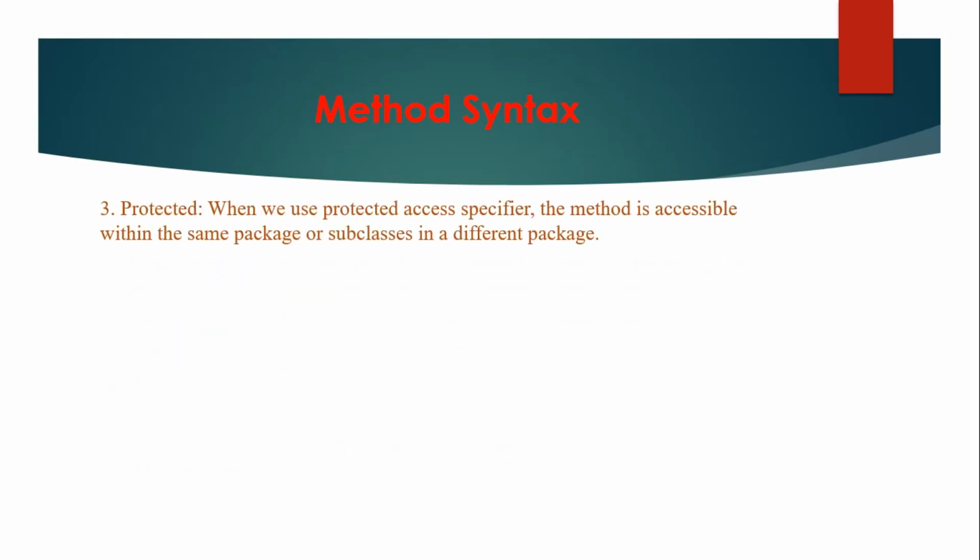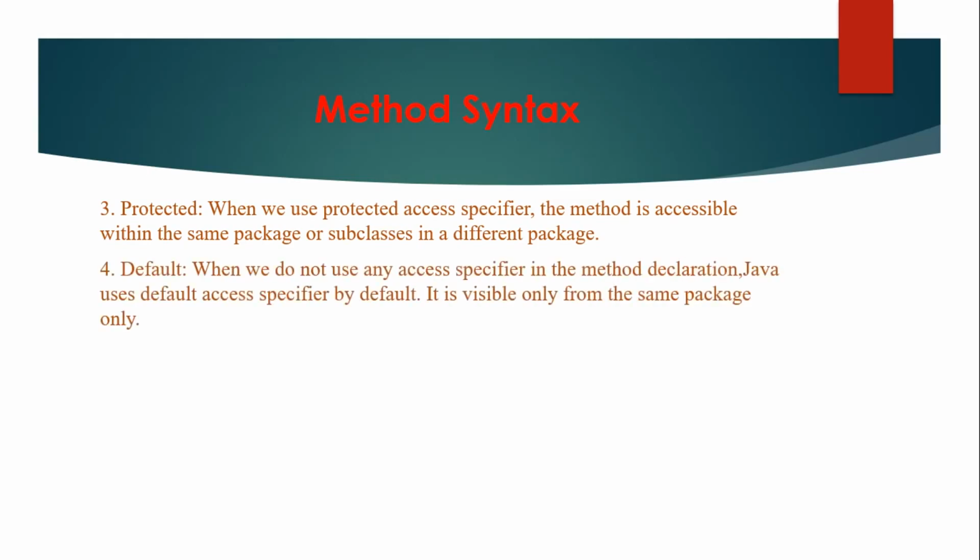Protected. When we use the protected access specifier, the method is accessible within the same package or by a subclass in a different package. Default. When we do not use any access specifier in the method declaration, Java uses the default access specifier. It is visible only from the same package.